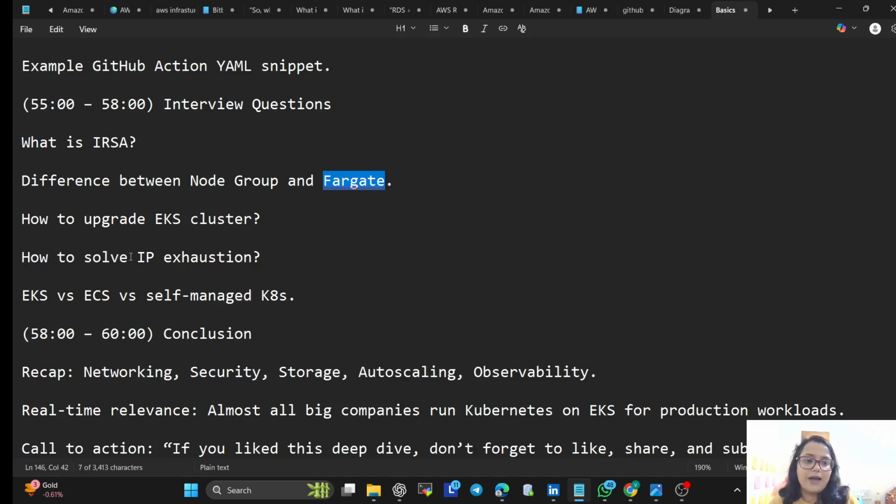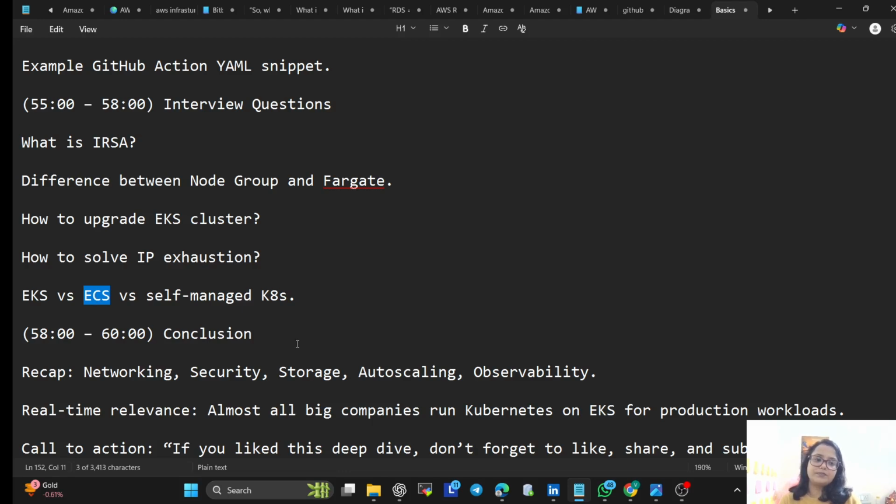Now, how to solve IP exhaustion? So use prefix delegation in the VPC CNI plugin. In this way you can do. EKS versus ECS versus self-managed Kubernetes. So EKS means Kubernetes managed control plane on AWS. ECS is AWS-native control plane orchestration. And what is the disadvantage here? Here with ECS, if you want to use another cloud platform, you can't use it. That will not be supported. And self-managed Kubernetes means you manage master plus nodes. Both you have to manage.